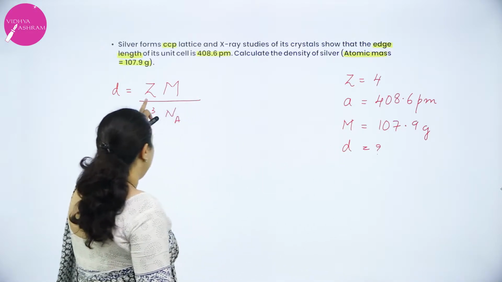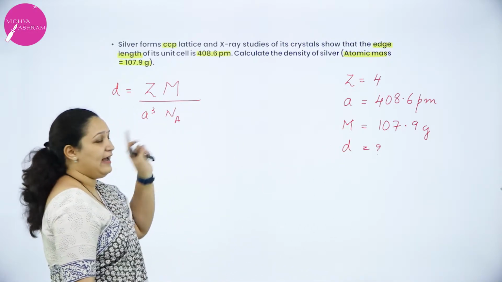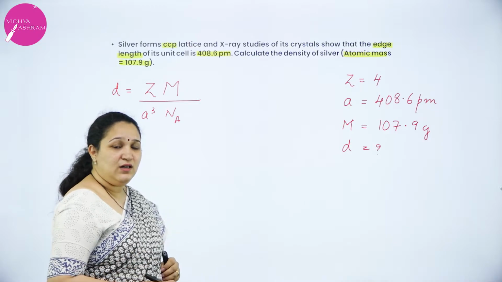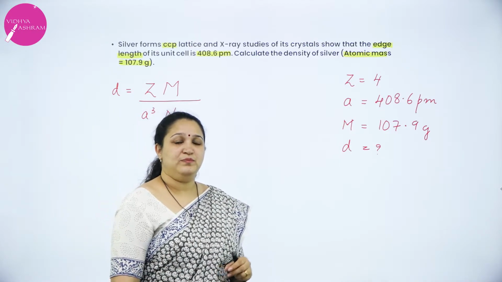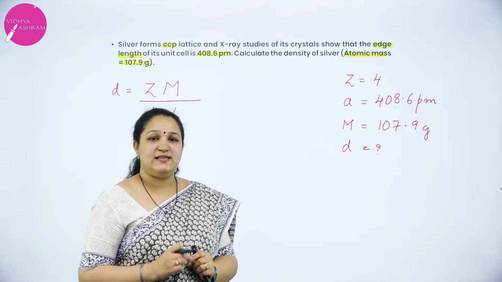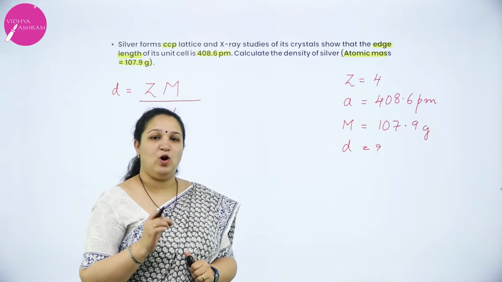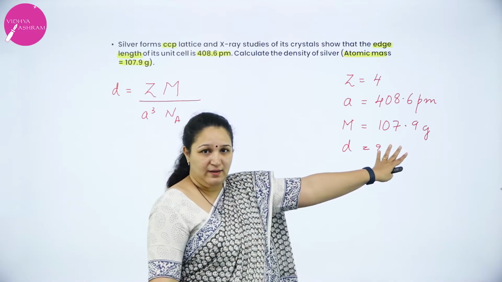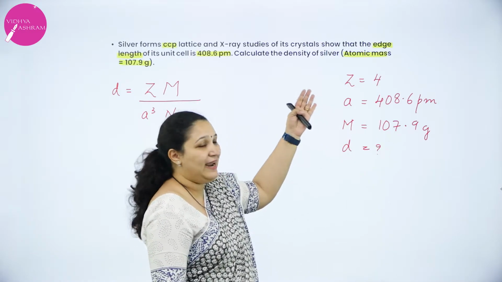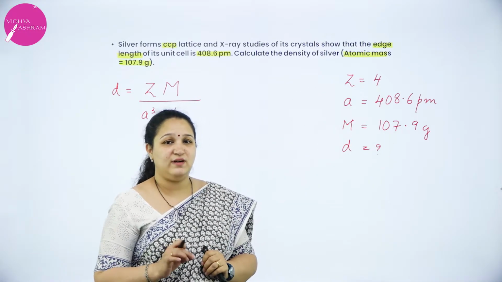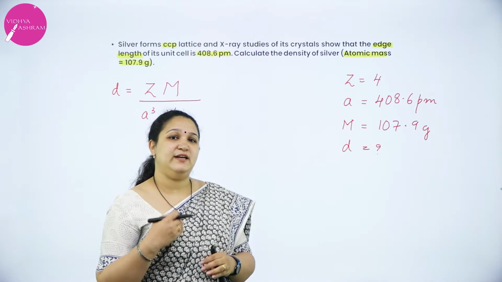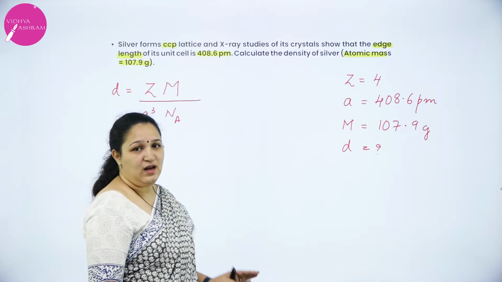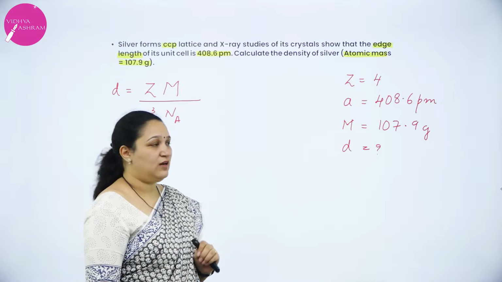So I have Z, I have M, I have A, I have Na value. So now I can calculate the density. But before we go into the calculation, you have to know density has a unit gram per cm cube or kg per meter cube. Because the mass is given in grams, it is easy if we convert the edge length into centimeter. It is given in picometer, we should convert it into centimeter and then substitute and get the answer. So how do we do the conversion?